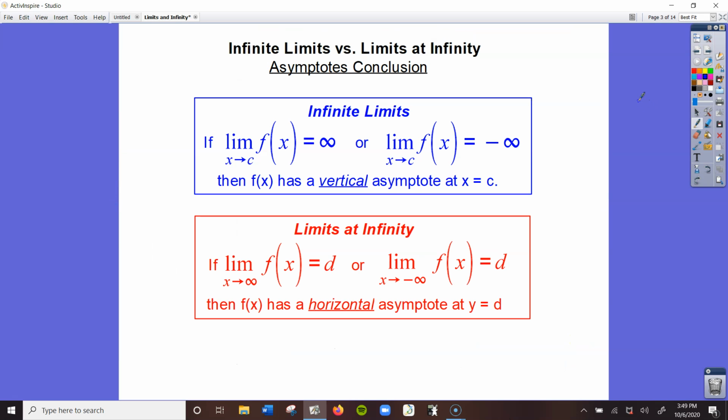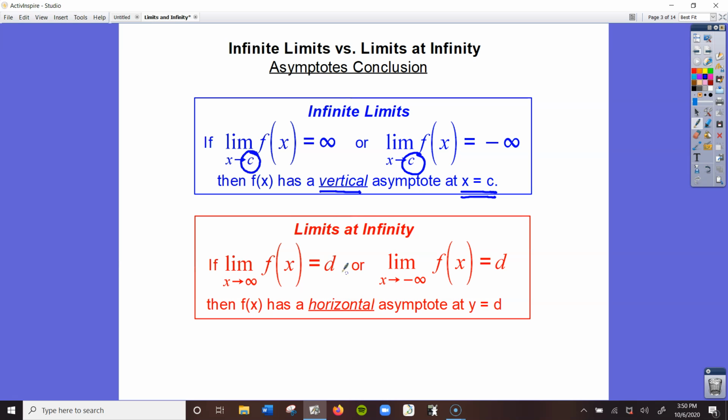So to break this down, we have infinite limits, which is when your limit equals some kind of infinity. And we use these limits as x is approaching some value c to show that we have a vertical asymptote at that particular x value. Since remember, your vertical asymptotes are lines, they are always written as x equals whatever number it is. And if your y values are going to either infinity or negative infinity, that means that we have a vertical asymptote at that particular x.